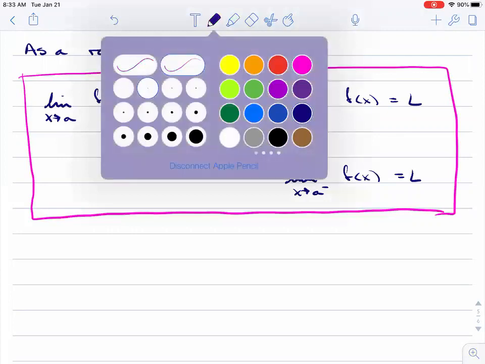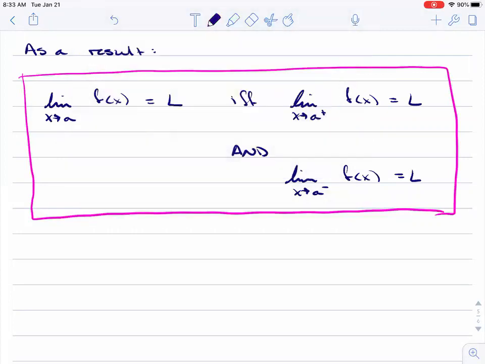So what we do is typically we figure out what's the left-hand limit and what's the right-hand limit. Those limits can exist, but if they're not the same, then the overall limit as x approaches a does not exist. So usually we find the left-hand limit and then the right-hand limit, and then we look at them. If they're the same, then great, it exists, and it is that value L.